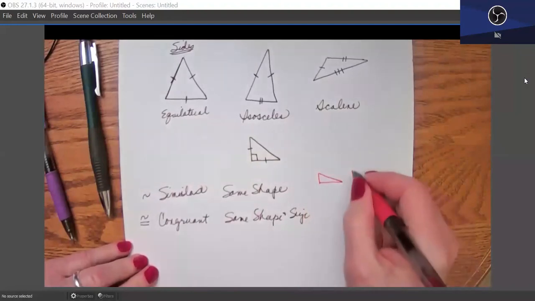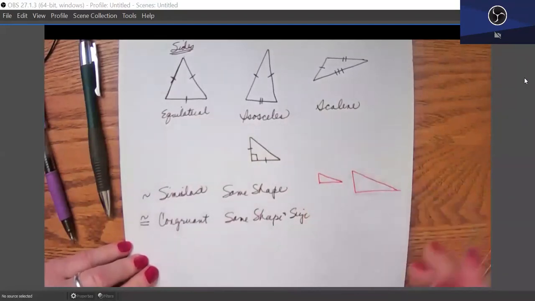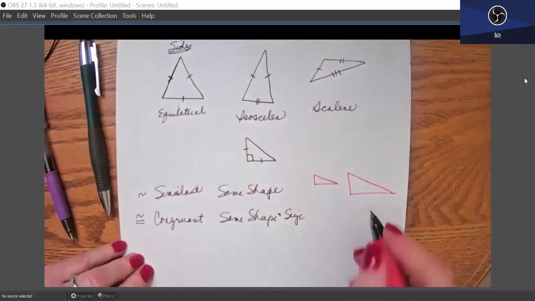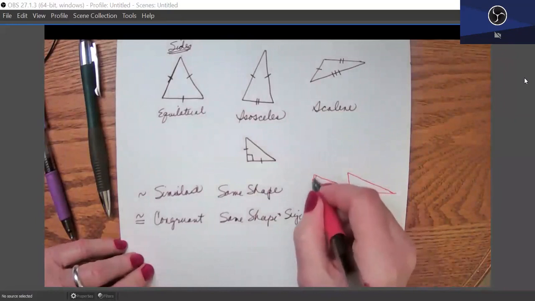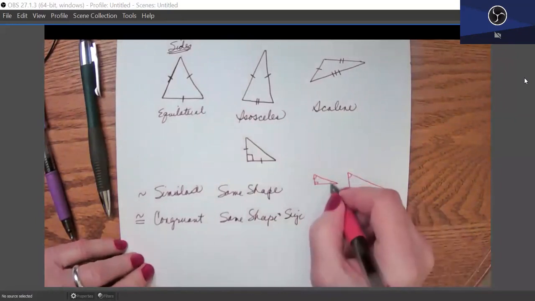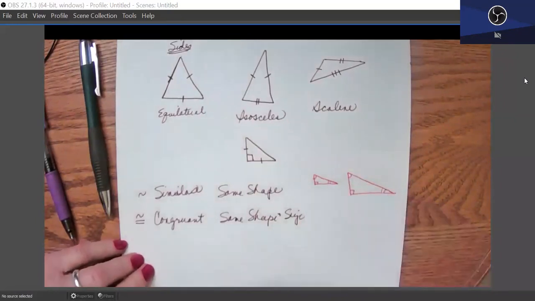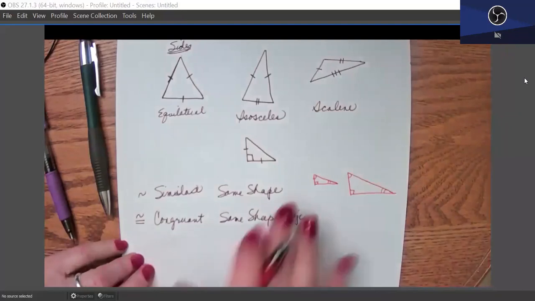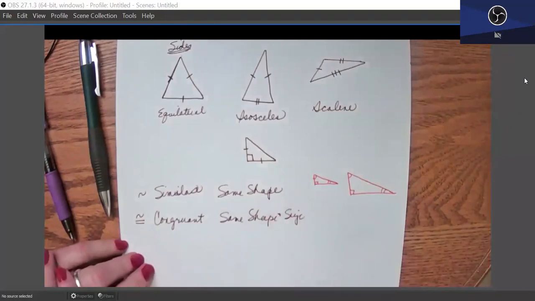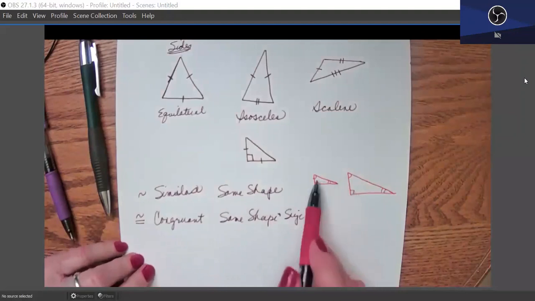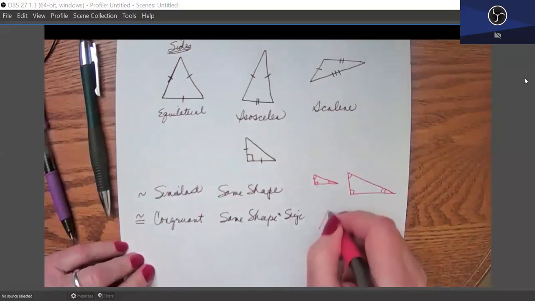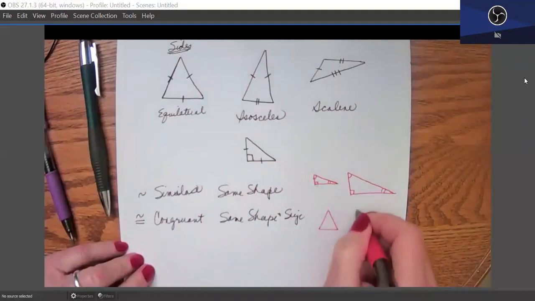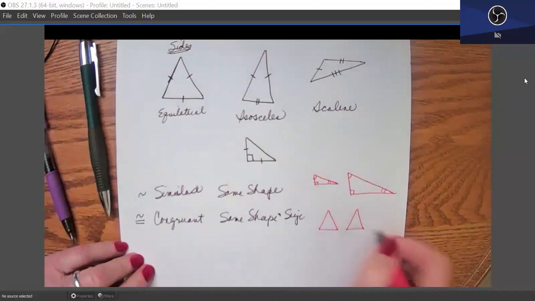So let me give you an example. These two triangles would be considered similar if this angle equals this angle, and this angle equals this angle, and this angle has the same measure as that angle. They're the same shape, but they're obviously not the same size. Their sides are in proportion to each other, but their sides are not equal to each other. Congruent would be same shape and exact same size.